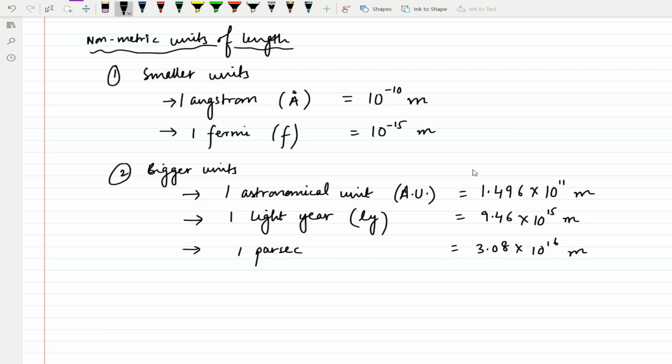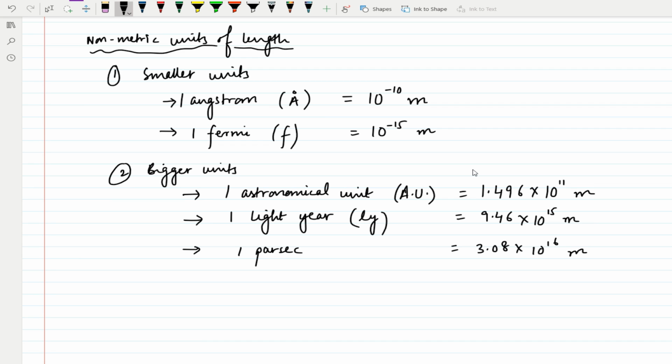Now remember, these are bigger units, especially light year, parsec and astronomical unit. These are used for measuring the distances between heavenly bodies, or universe related distance measuring. Okay, so if you are asked to find the relation between light year and parsec, what you will do is divide parsec by light year.